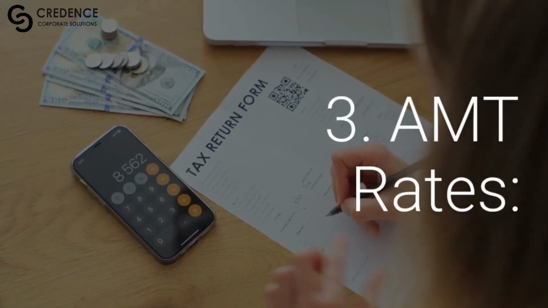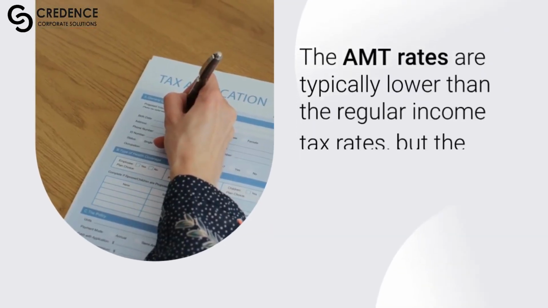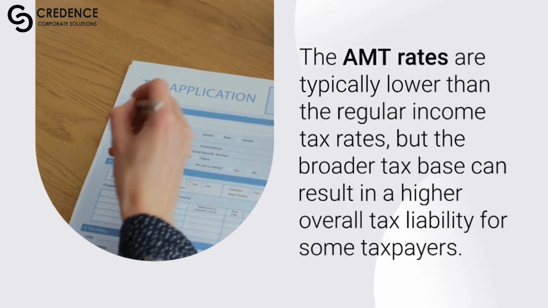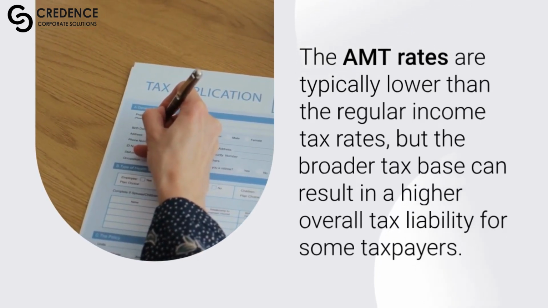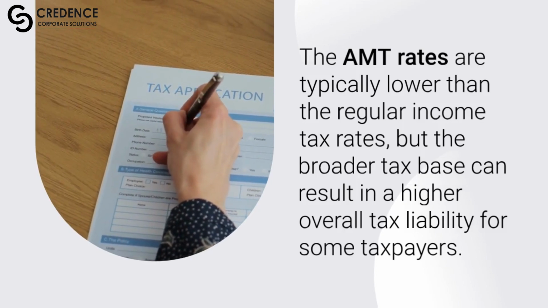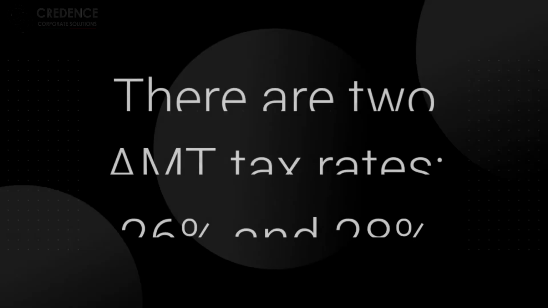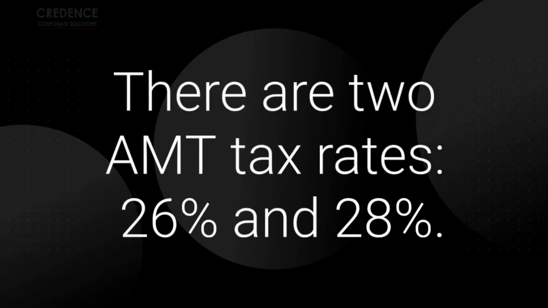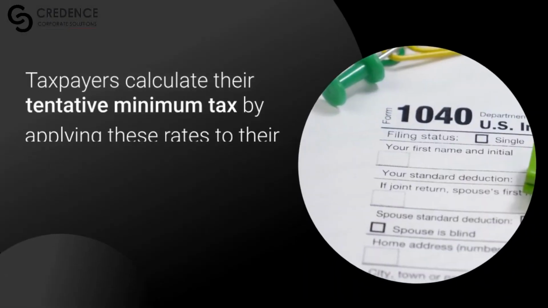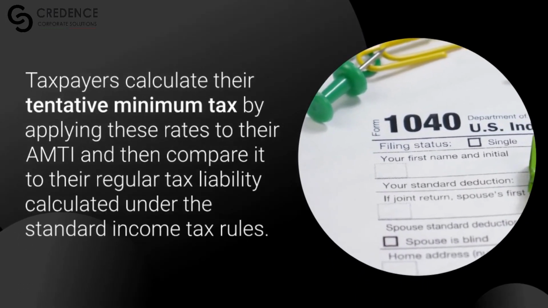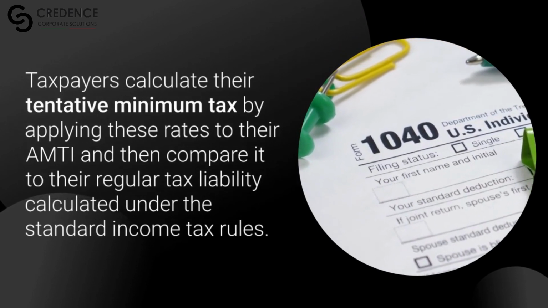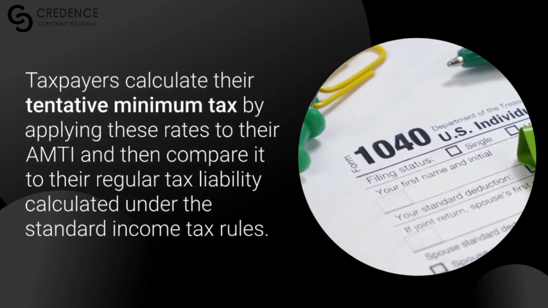3. AMT rates. The AMT rates are typically lower than the regular income tax rates, but the broader tax base can result in a higher overall tax liability for some taxpayers. There are two AMT tax rates, 26% and 28%. Taxpayers calculate their tentative minimum tax by applying these rates to their AMTI and then compare it to their regular tax liability calculated under the standard income tax rules.